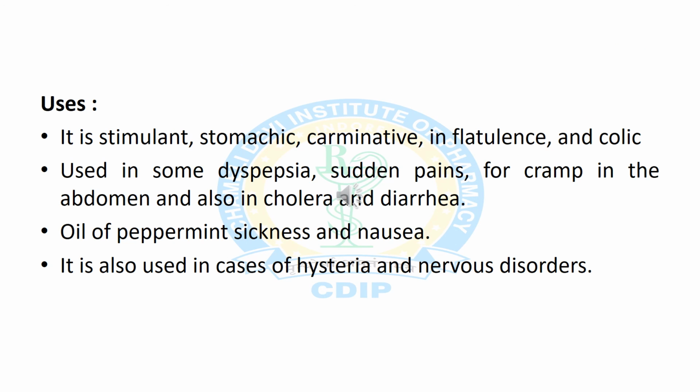Now we will discuss various therapeutic uses of mentha leaves. It is used as a stimulant, stomachic, carminative, flavoring agent and in colic. It is used in dyspepsia, sudden pains and cramps in the abdomen or intestine. It is useful in diarrhea and cholera. Peppermint is also used in sickness and nausea. It is used in hysteria and nervous disorders.